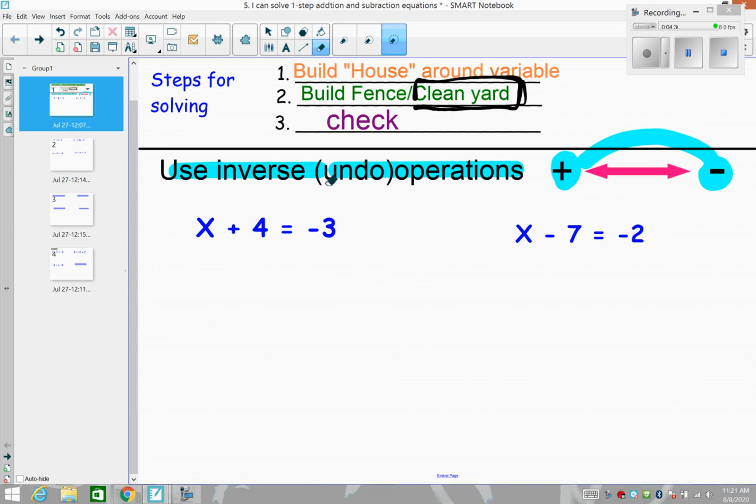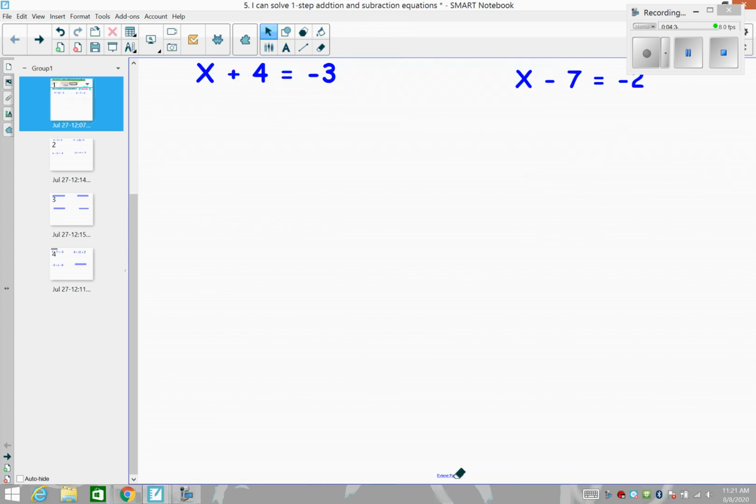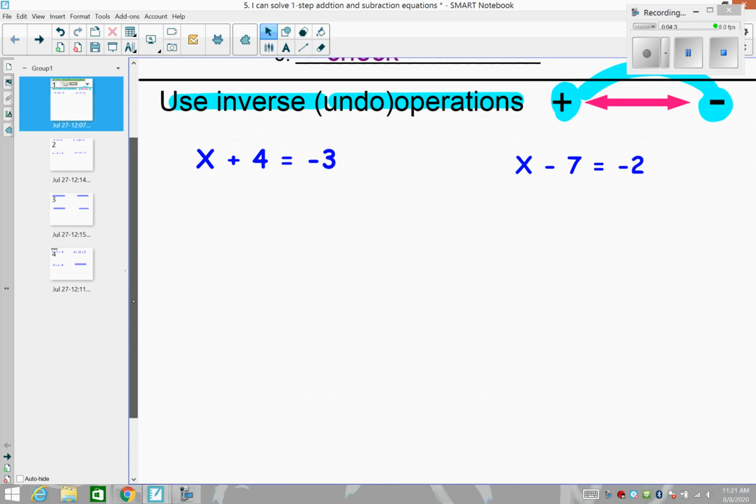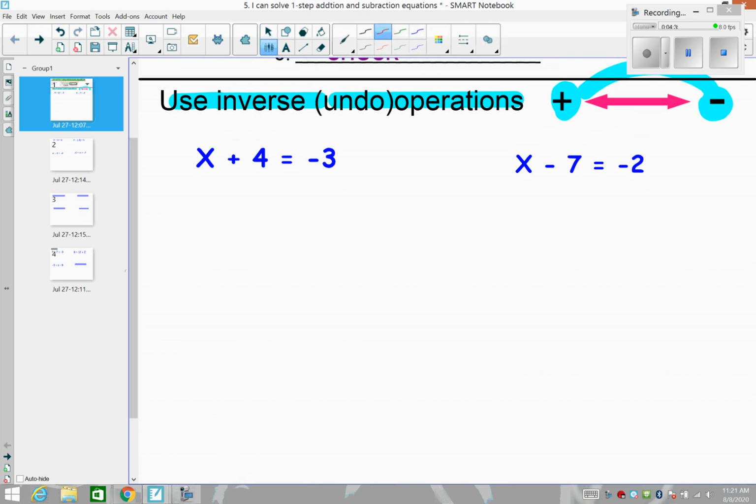And we're going to solve this other problem to the right here. So what I'm going to ask you to do is work through the steps. First step is to build a house around the variable. The variable is x, I build a house around the variable, and then I build a fence. My next step is to clean the yard. Anything in my yard, because here's my house, has got to go. So I'm going to grab it and throw it over the fence.